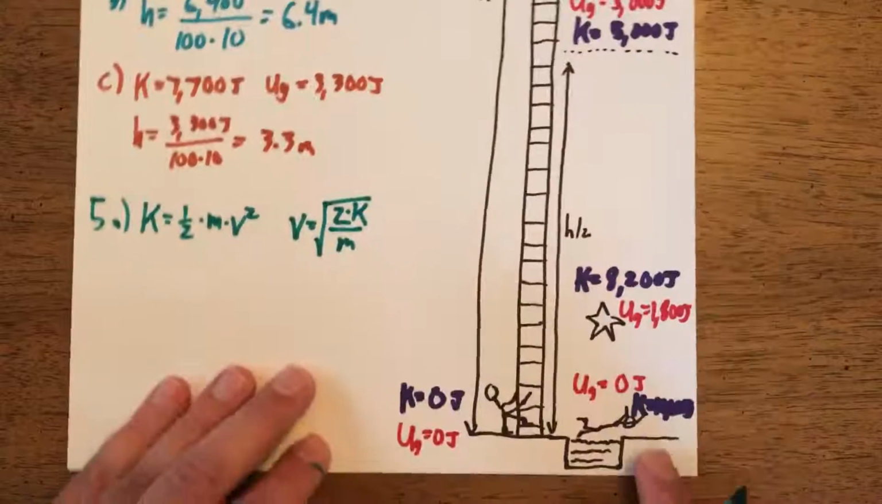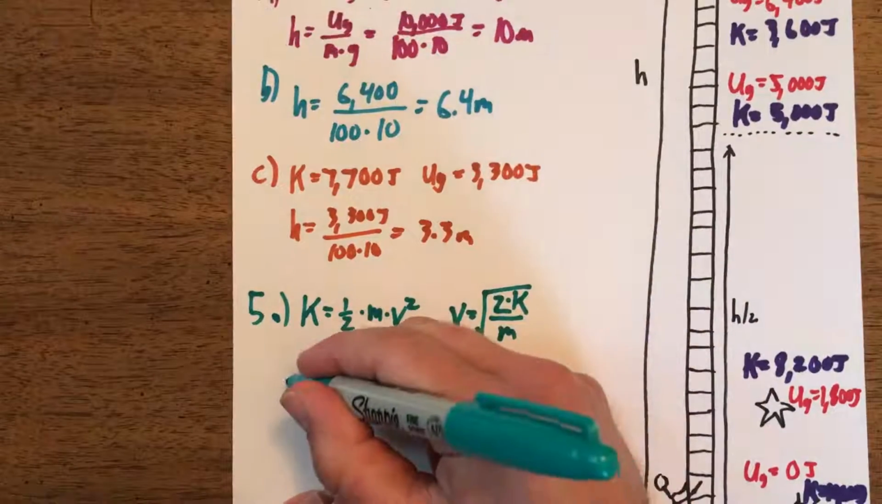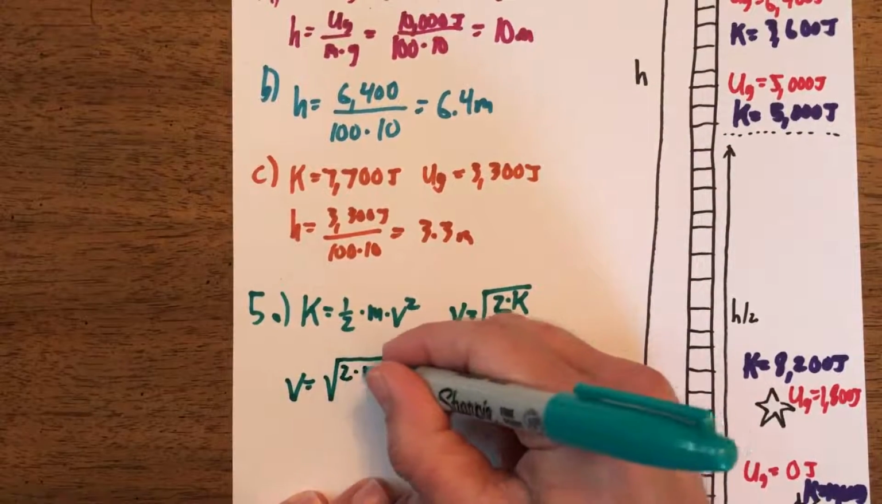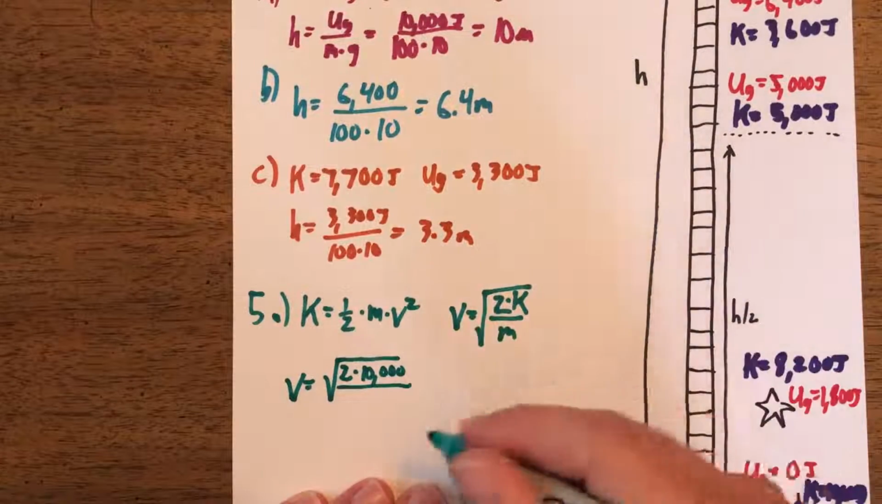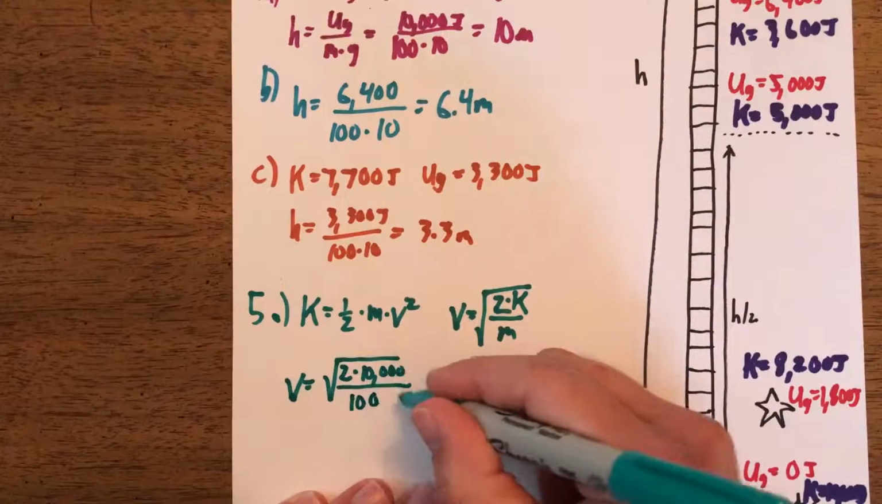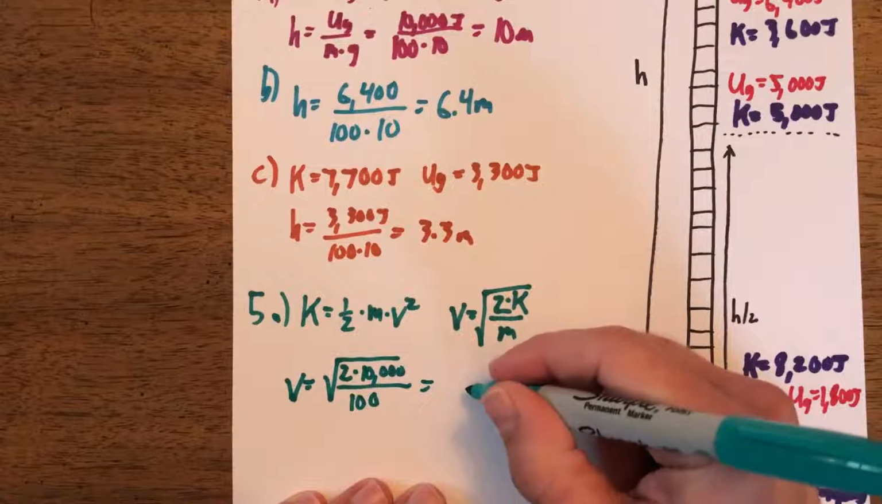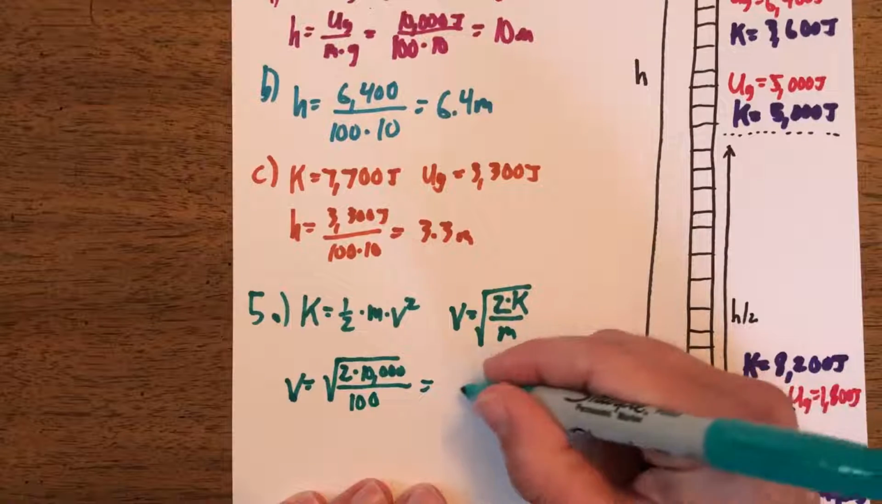So if we look down here when he's on the ground, he had 10,000 joules of kinetic energy. So we'll plug that in there. Velocity is equal to the square root of 2 times 10,000 joules of kinetic energy divided by his mass of 100. And if you work all of that out, then you'll get approximately 14 meters per second.